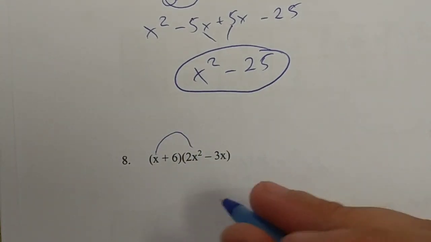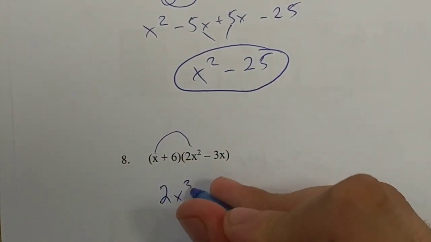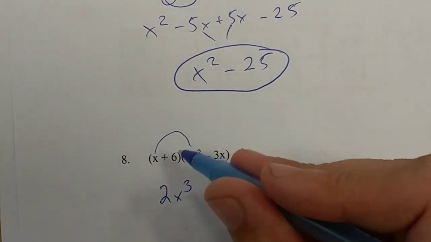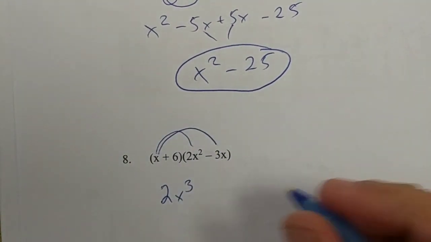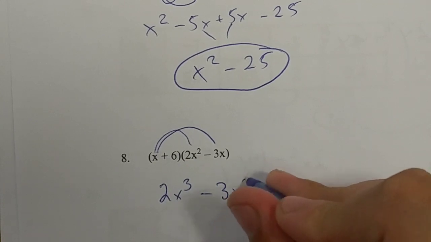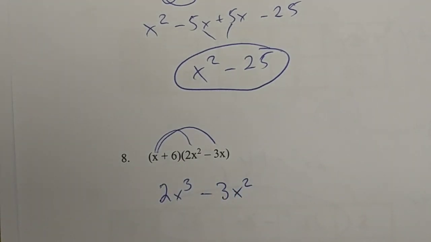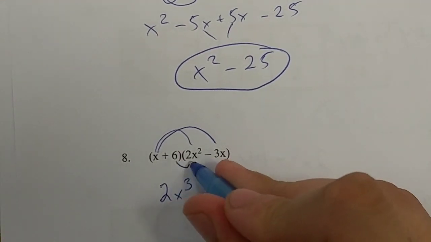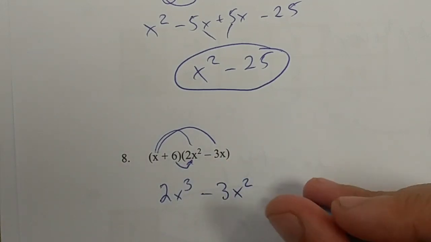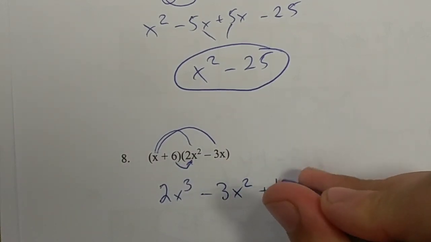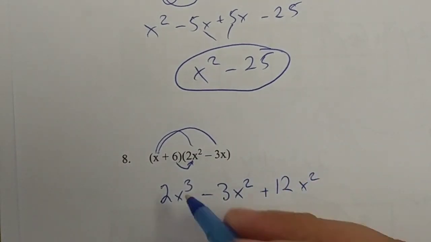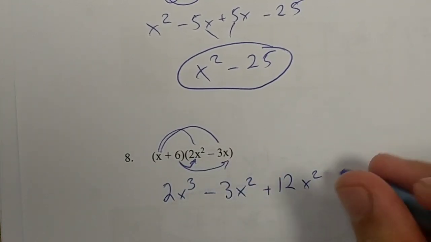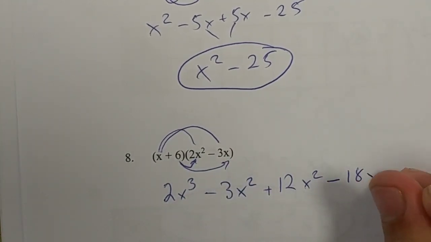X times 2x squared is 2x to the third. X times negative 3x is negative 3x squared. 6 times 2x squared is 12x squared. And 6 times negative 3 is negative 18x.